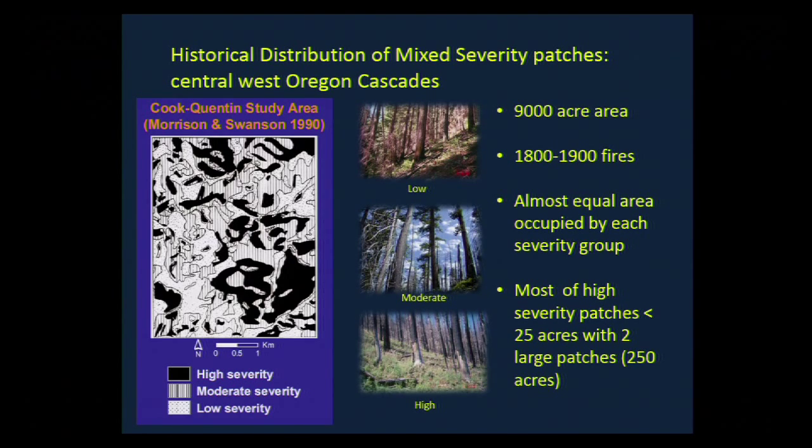And just to give you a sense of scale, we're looking at a 9,000 acre area. What they found was that there's almost equal amount of area in each of the fire severity groups. Maybe a little more of the moderate severity patch area was expressed here. The other thing they found was that, as you can imagine, and you can see here, a lot of variability in patch size. In the high severity patches, they found that most of them were actually relatively small, less than 25 acres, and there were only a couple that were pretty large at 250 acres in size.